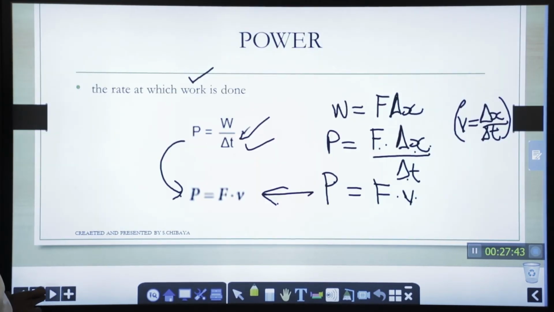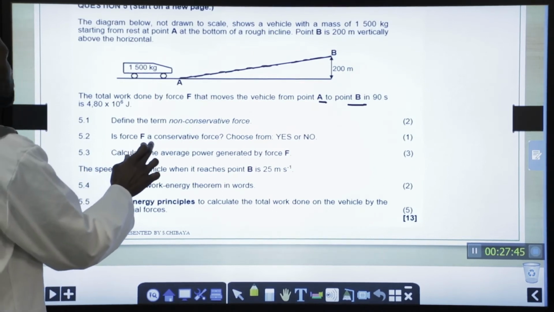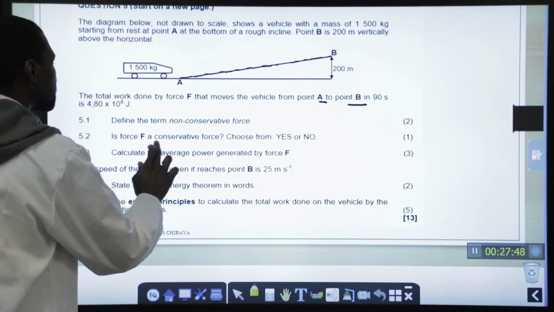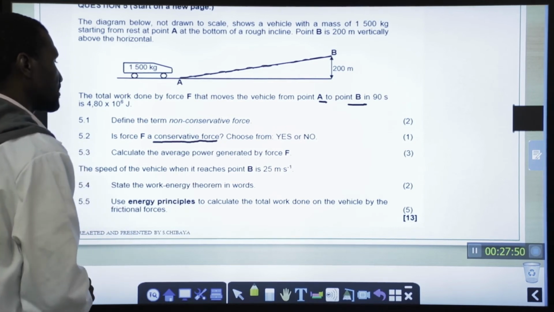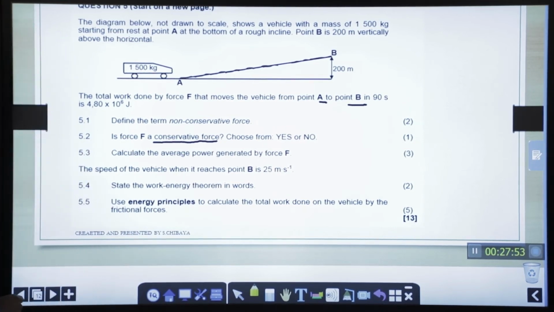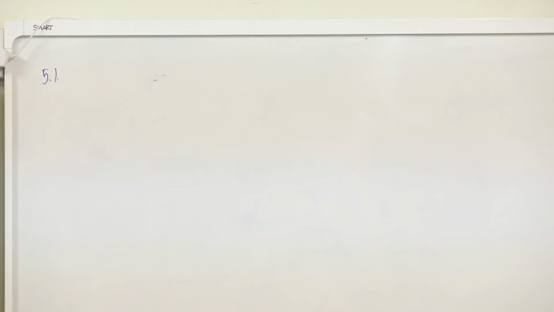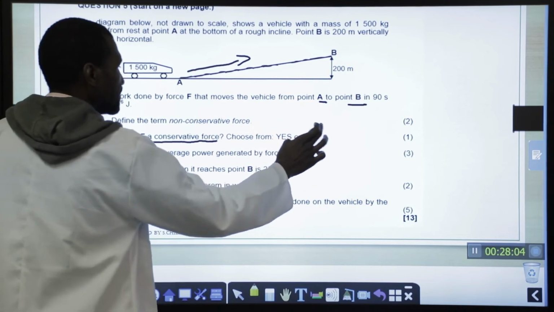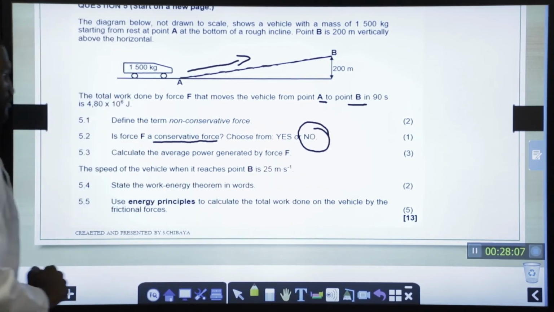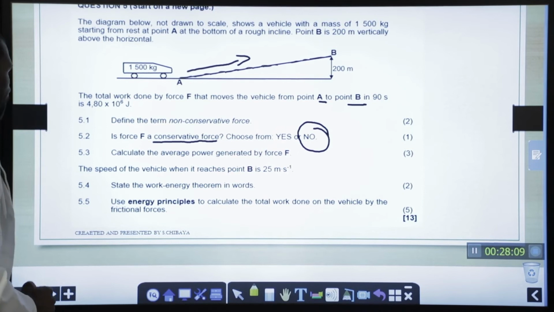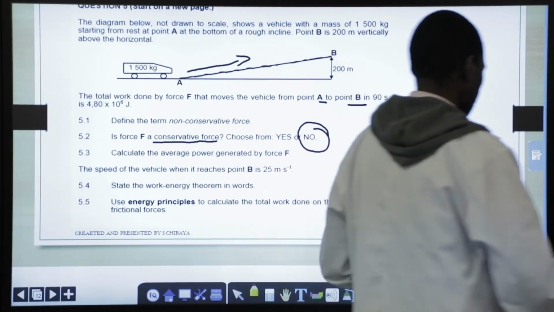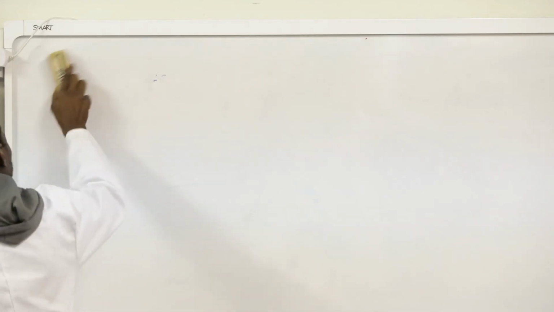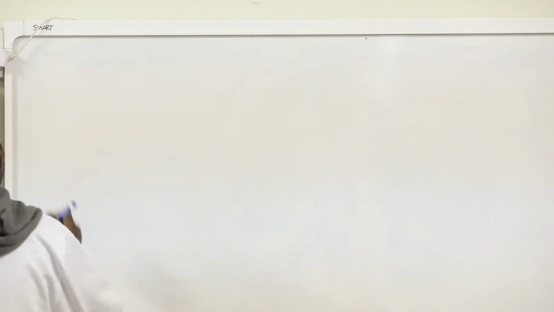The next question says, is force F a conservative force? Choose yes or no. So the force F here that's going to move the object up the ramp is a non-conservative force. So the answer here is no. It is not a conservative force. 5.3 makes my writing easier and I have more space for working here.